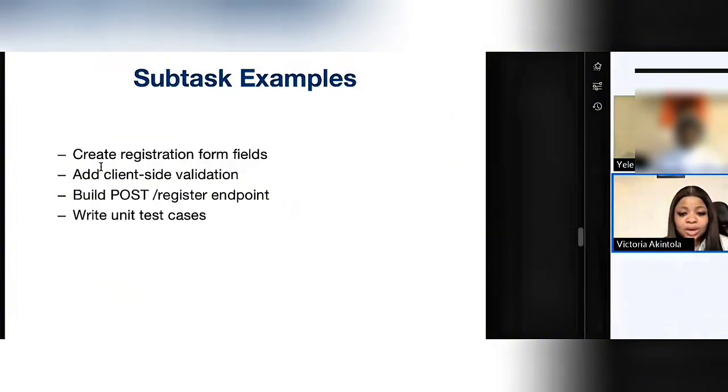Okay. So now look at here. Create registration form fields. Add client-side validation. Build post register endpoint. Write unit test cases. Very small work. Create registration form fields. You know that we already said it before. But how do you know? Sometimes you don't need to do a subtask.